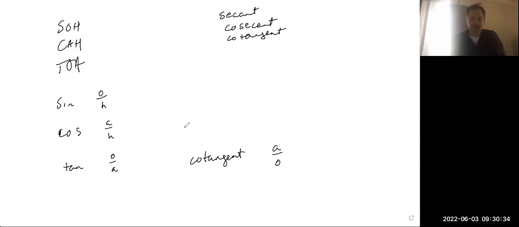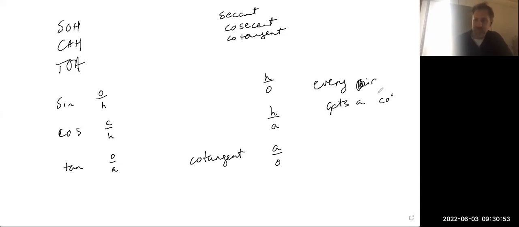The sine and cosine also have a partner. So this relationship is the hypotenuse over the adjacent, and this relationship is the hypotenuse over the opposite. And I use the phrase, everybody gets a co, to help me keep it straight. So sine is paired with cosecant, and cosine is paired with secant.